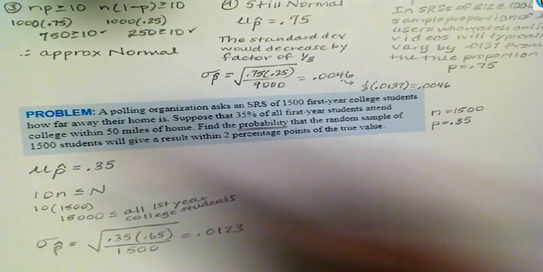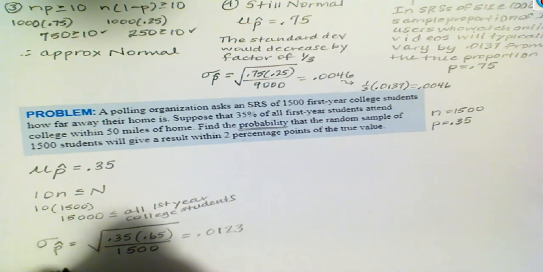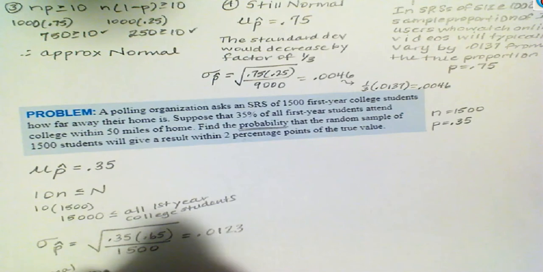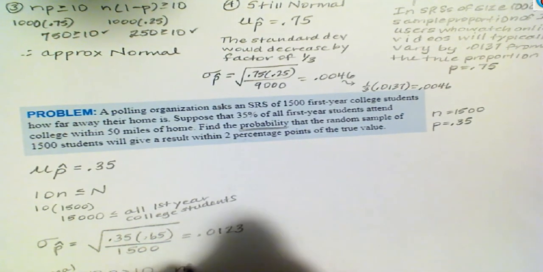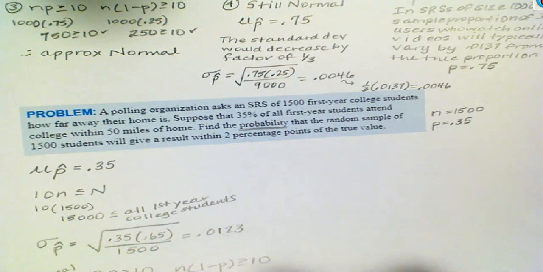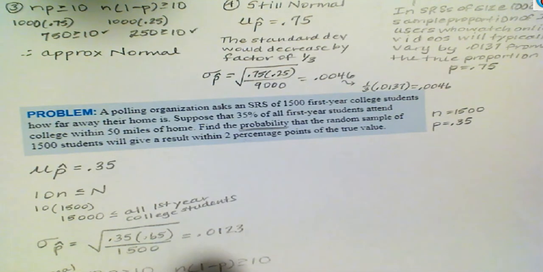The next thing I want to do is show that we have a normal distribution here, and we do that by checking that n times p is greater than or equal to 10, and n times 1 minus p is greater than or equal to 10. So n was 1,500, p is 0.35. We have to show that's greater than or equal to 10, and that's actually equal to 525, so it is. And then we also have to do the same with 1 minus p. You do have to show this work. This is how you prove that it's normal, because they don't tell you it's normal and they don't show you an illustration. So we can say that p hat is approximately normal.